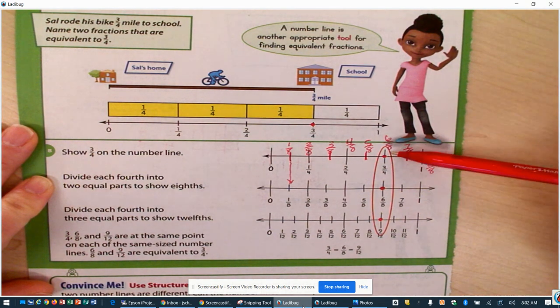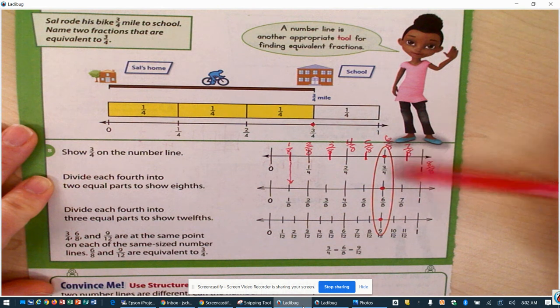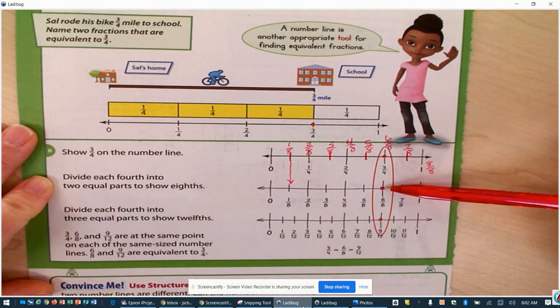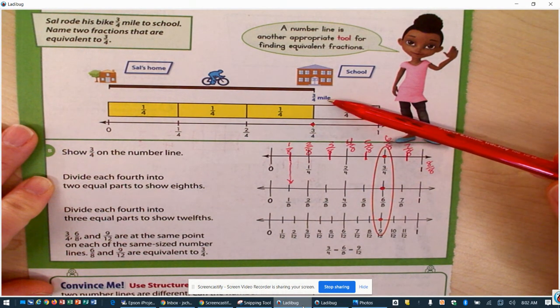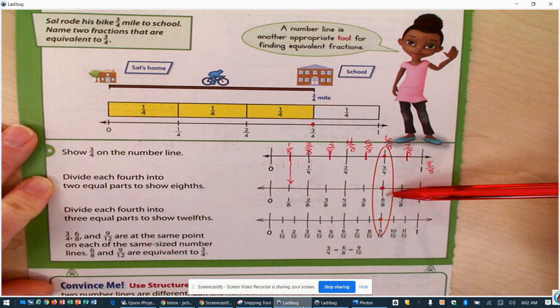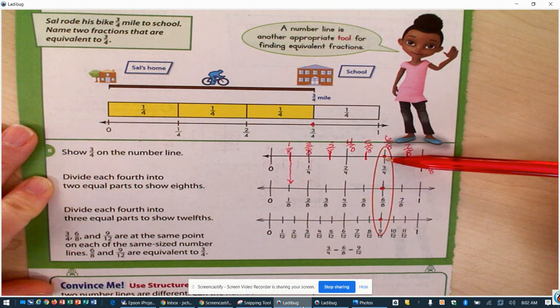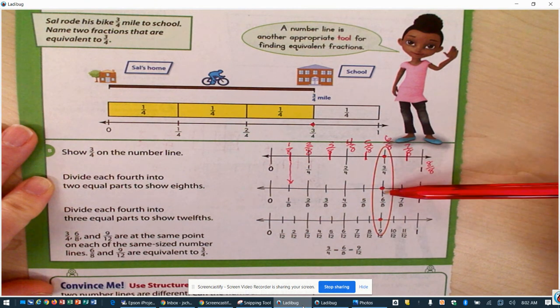So what that shows us is that 3/4 is also the same thing as 6/8. So if we want to give someone another way of saying how Sal rode from home to school, we could say he rode 6/8 of a mile. We could say 3/4 of a mile, because they're equal to each other.